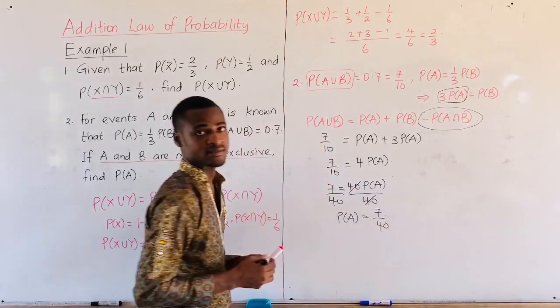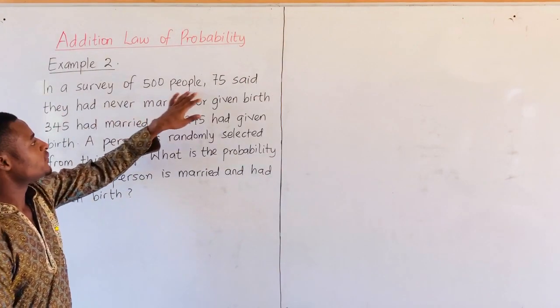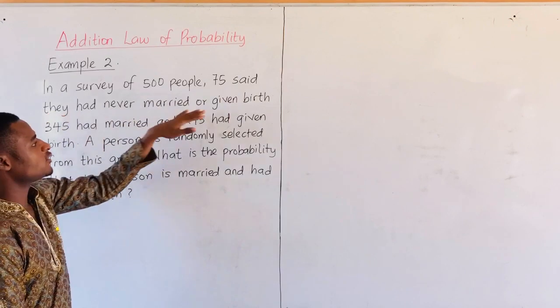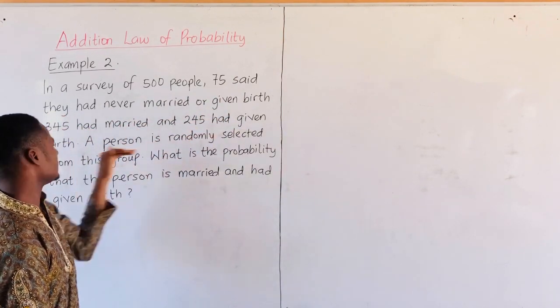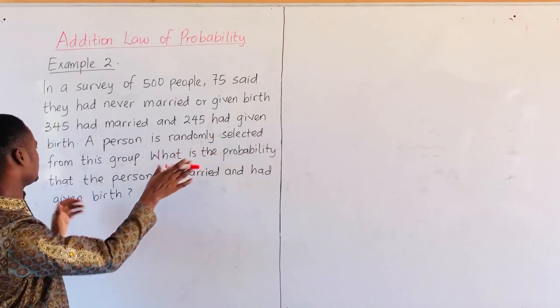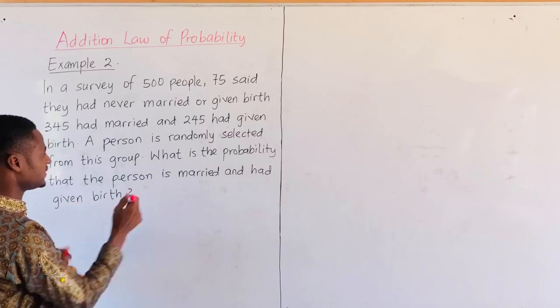Let's take another example on this. In a survey of 500 people, 75 said they had never married or given birth. 345 had married and 245 had given birth. A person is randomly selected. Find the probability that the person is married and had given birth.